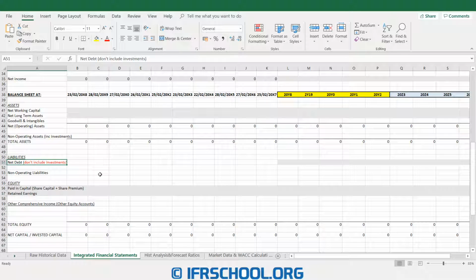Bear in mind this is a very simplistic plug. There are far more sophisticated plugs that can be used. However, they are beyond the scope of this presentation. A few points to note about the plug. Firstly, the chosen plug can be positive or negative. Remember, it is defined as cash less long-term debt. If the company's cash reserves exceed its long-term debt, the plug value will be positive. And if the long-term debt exceeds cash, the plug will be negative.